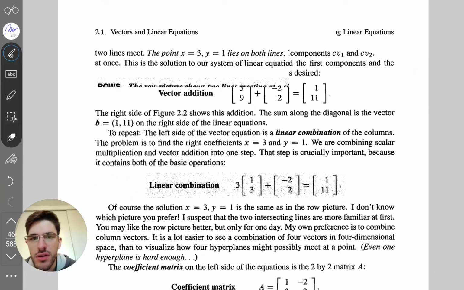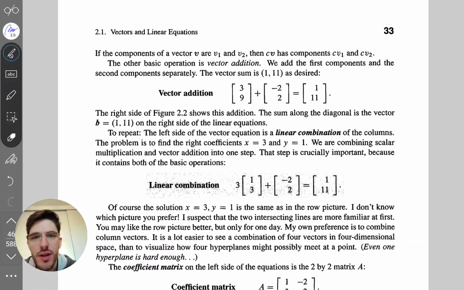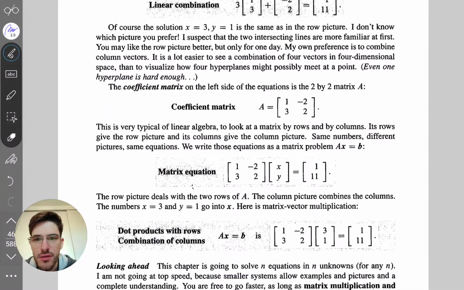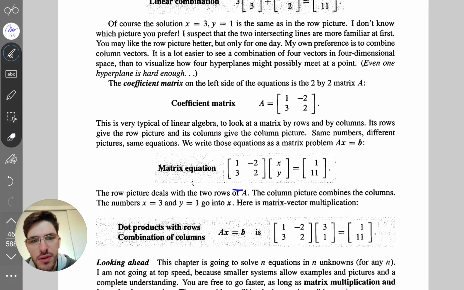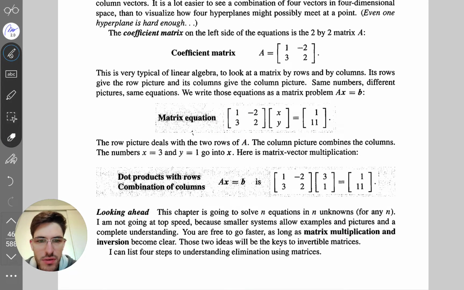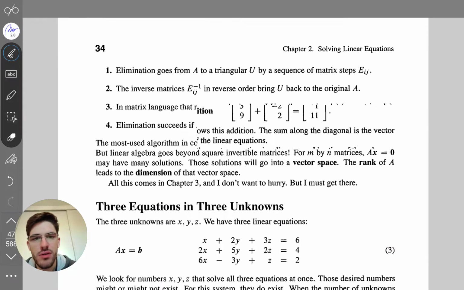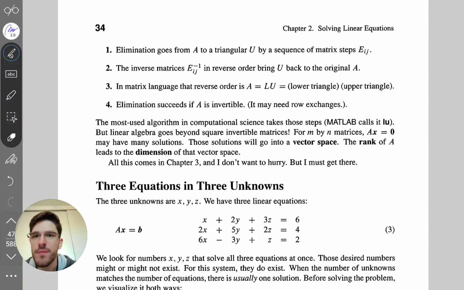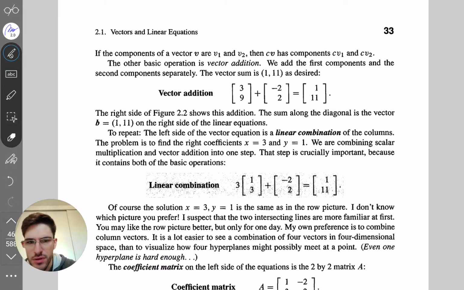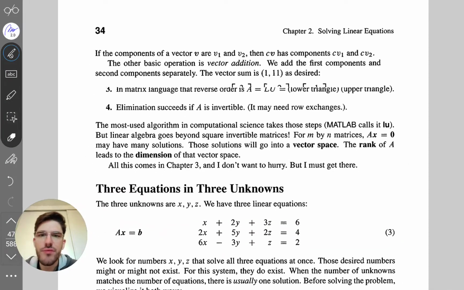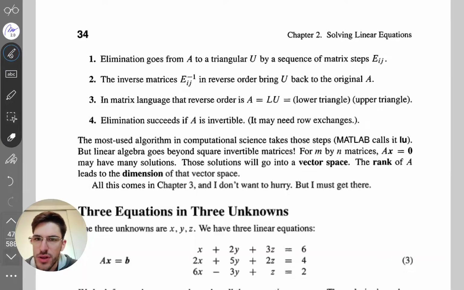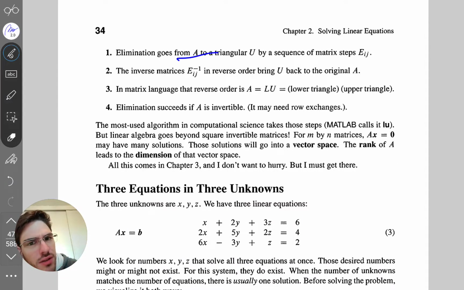Column picture, glitchy. Okay, that's the coefficient matrix. This is written as a matrix thing. Right. Still kind of using, holy shit, this is weird. Okay. Wait, what are they doing? Elimination goes from A to triangular U by a sequence of steps.